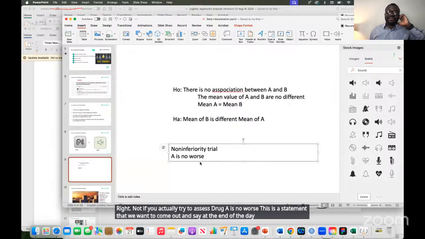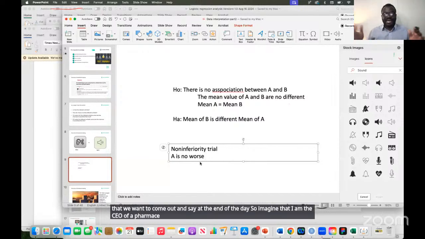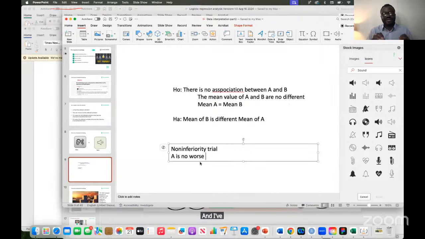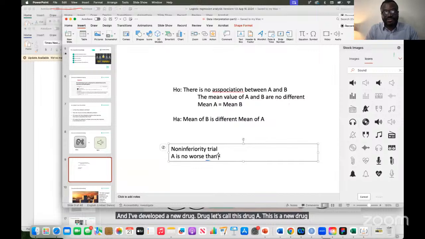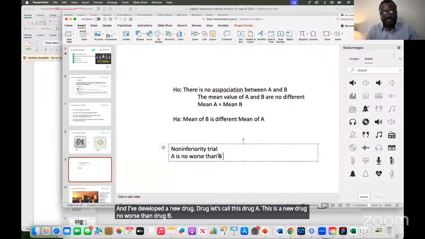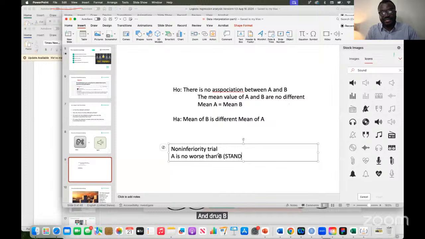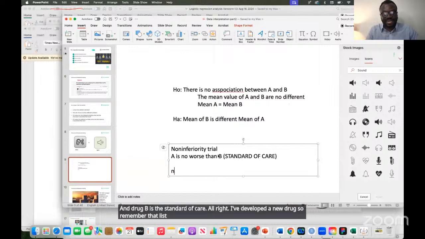So imagine that I am the CEO of a pharmaceutical company and I've developed a new drug. Let's call this drug A. This is a new drug, no worse than drug B, and drug B is the standard of care. All right. I've developed a new drug. So remember that, let's keep this in mind: the new drug is drug A and B is standard of care.